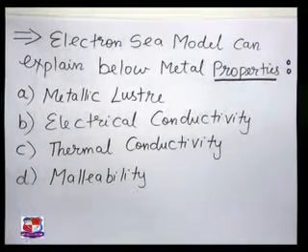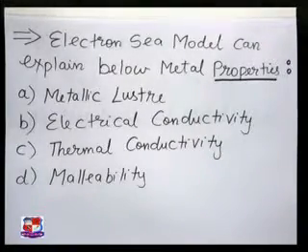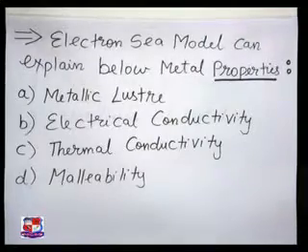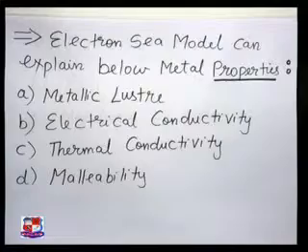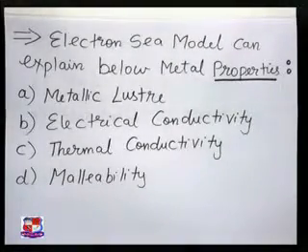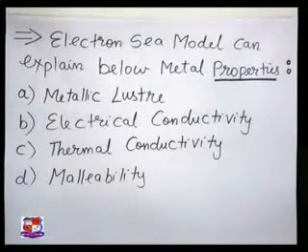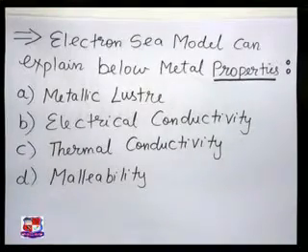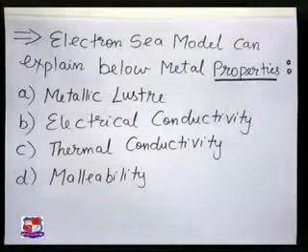Now another is your electron sea model, that is your kernel electron interaction, that will definitely help us to determine the metal properties. That is your A, the metallic luster. You know that there are free electrons in the metal. Now what happens when you give energy to these electrons? Then what will happen? They will gain energy and they will go from the ground level to the excited state.